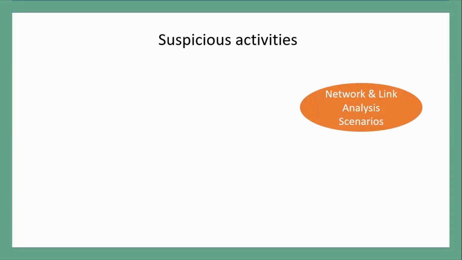Okay, so the last one is network and link analysis. Some activities by themselves, within a single activity or a single customer, are not very suspicious, but when grouped together, they clearly look very suspicious. So that is what link analysis or network analysis scenarios identify.